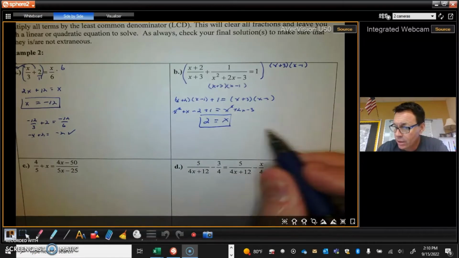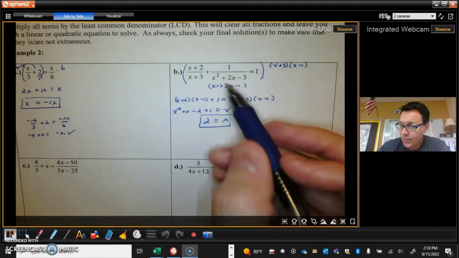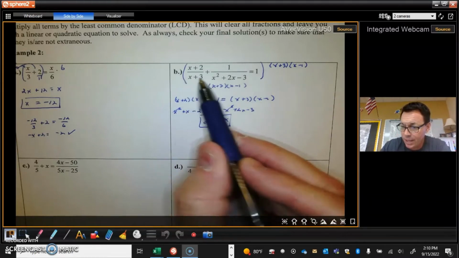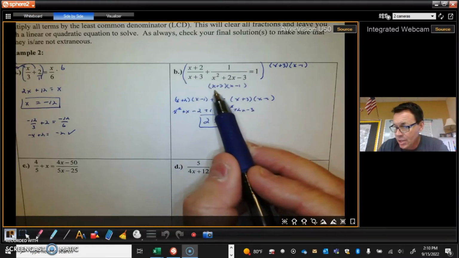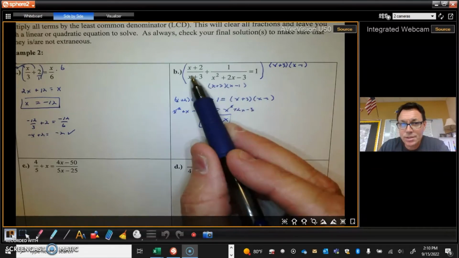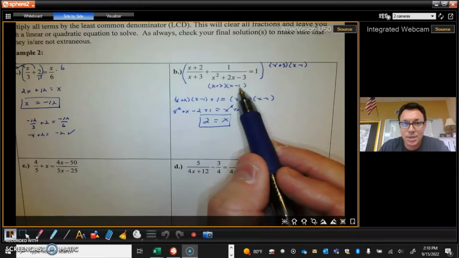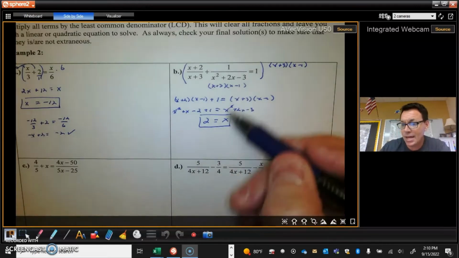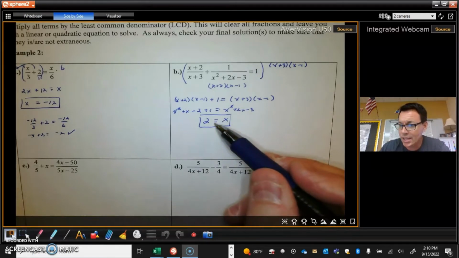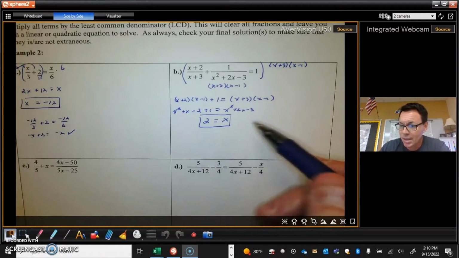Now, if I look up here, here's my original problem. If I put a 2 right here, I'm going to get a 5. I'm going to get another 5 and a 2. I'm looking to see if I'm going to get any zeros in my denominator. That's what I'm worried about. I feel like we did the math right. I feel like everything should work. I'm just trying to make sure we didn't end up with anything weird in the denominator.